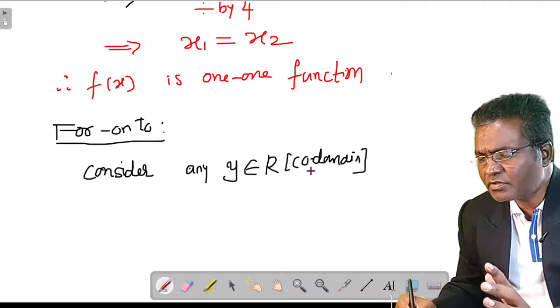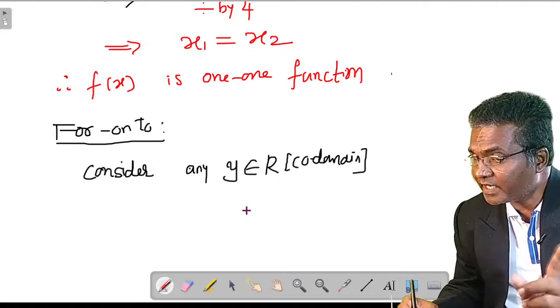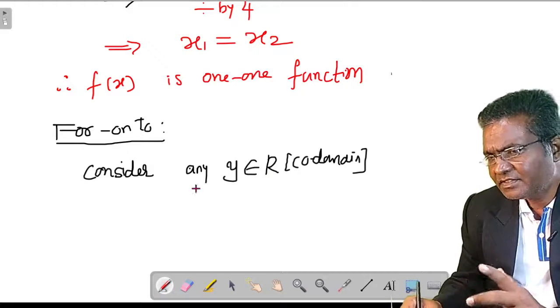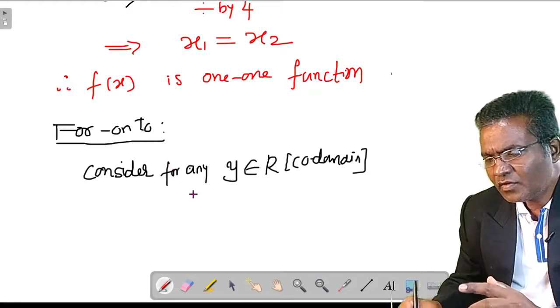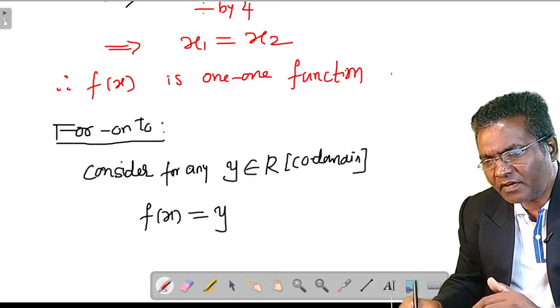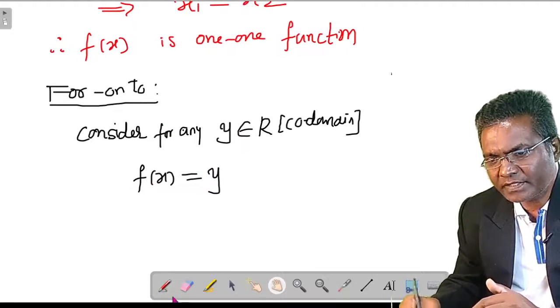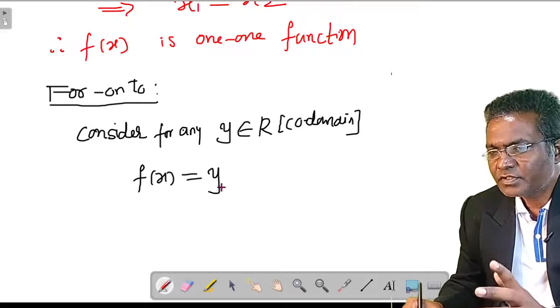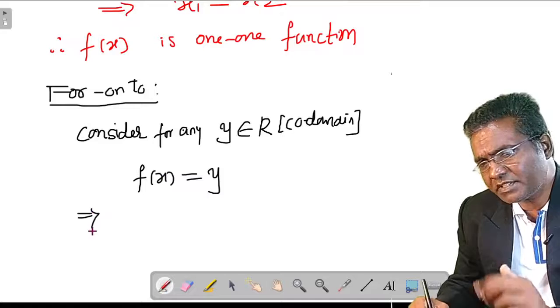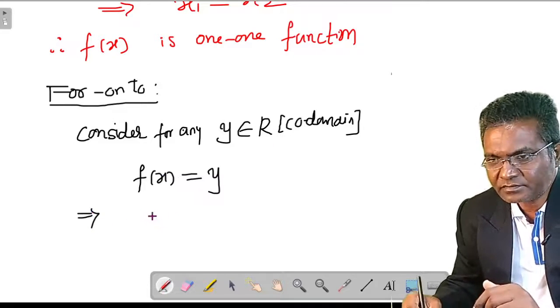Okay, now you have to show that for this y there exists some x in the domain. So consider any y belongs to R, f of x is equal to y. Okay, that means y is the image of x. Now you have to search whether that x is in R.